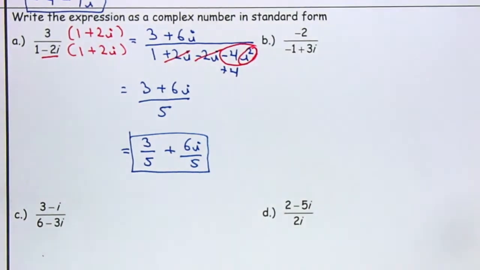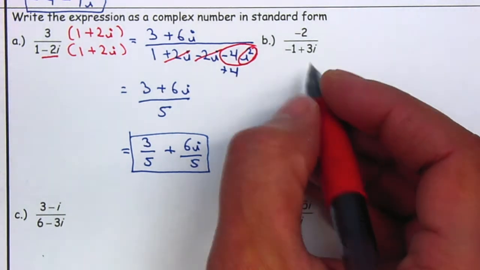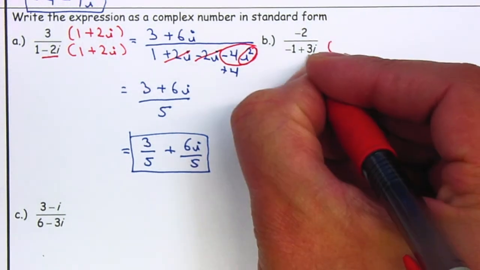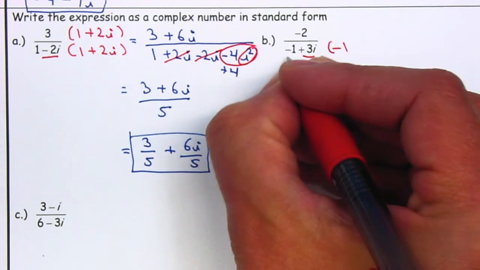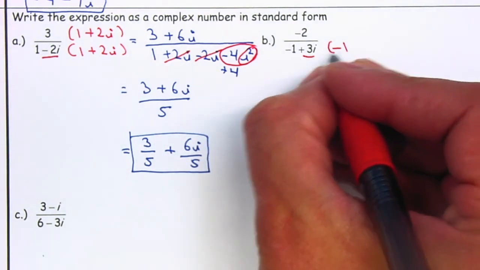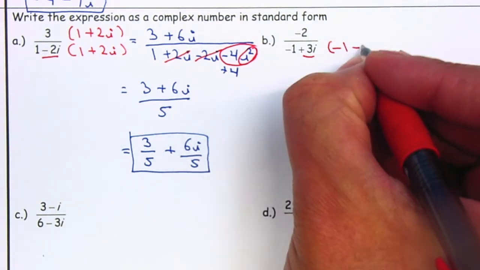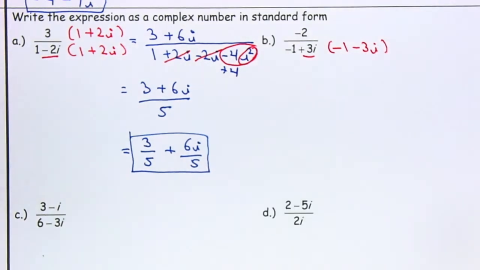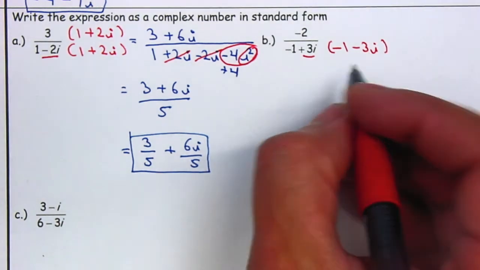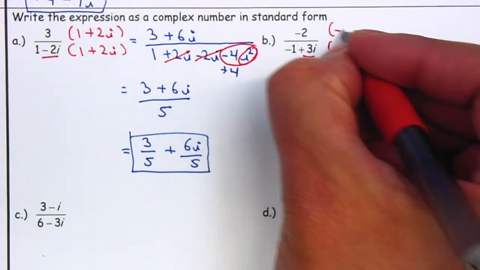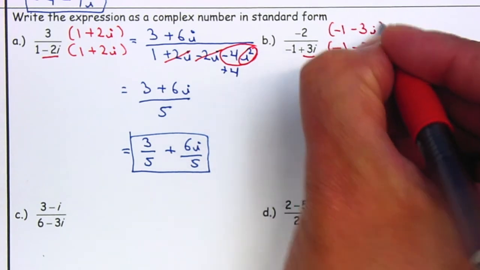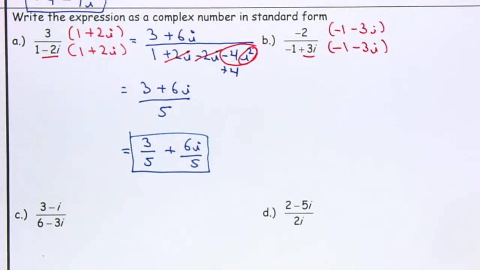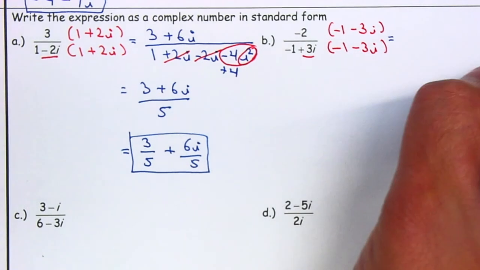On example B, we're going to multiply by the conjugate because we have an i on the denominator. So the conjugate will be, remember, negative 1. That real part stays the same. The only thing that changes is the imaginary to the opposite. So it'll be negative 1 minus 3i. And what we do on the bottom, we need to do on top, so we keep the equation equivalent. We are going to simplify it.